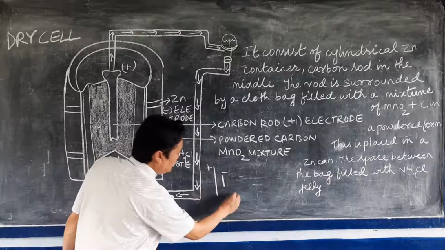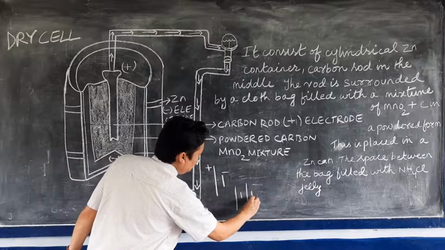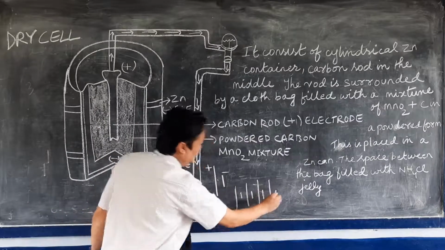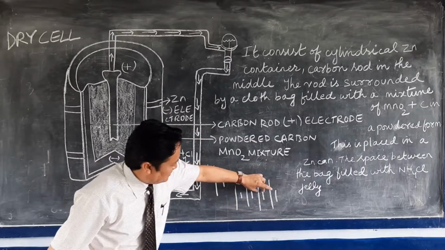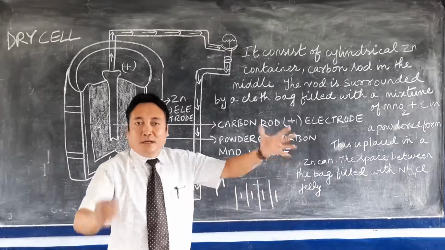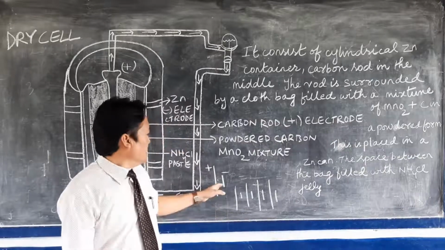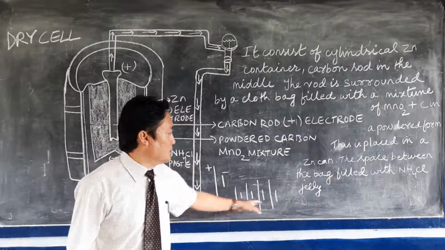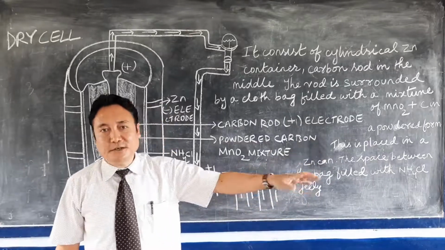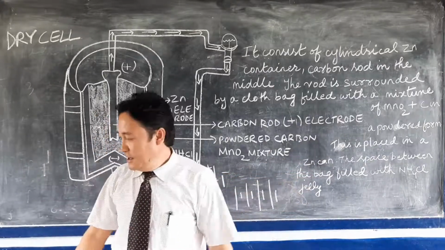One long vertical line and one short vertical line represents a cell, and the combination of cells forms a battery. So this is one cell, 1, 2, 3, 4. That means one cell, two cells, three cells, four cells. This combination of cells will form a battery. So this is the symbol of a cell, and these are the symbols of a battery. Instead of writing battery, we can write the symbol.